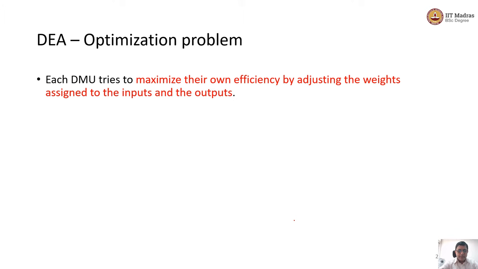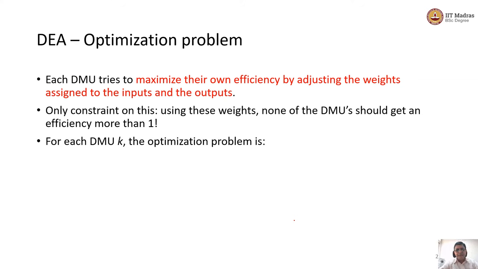The optimization problem is to maximize their own efficiency by adjusting the weights assigned to inputs and outputs. How do you write that mathematically? And obviously the constraint is that using my weights, none of the DMUs should get an efficiency of more than 1. Therefore, the way we write the optimization problem is the objective function, which is maximize E_k. That's what every DMU is interested in, not to maximize everybody else's efficiency. Remember, this is DMU k solving the problem. So what is the objective for DMU k? Maximize my own efficiency. This is not social good. What are the constraints? Using my weights, none of the DMUs should get an efficiency of more than 1.